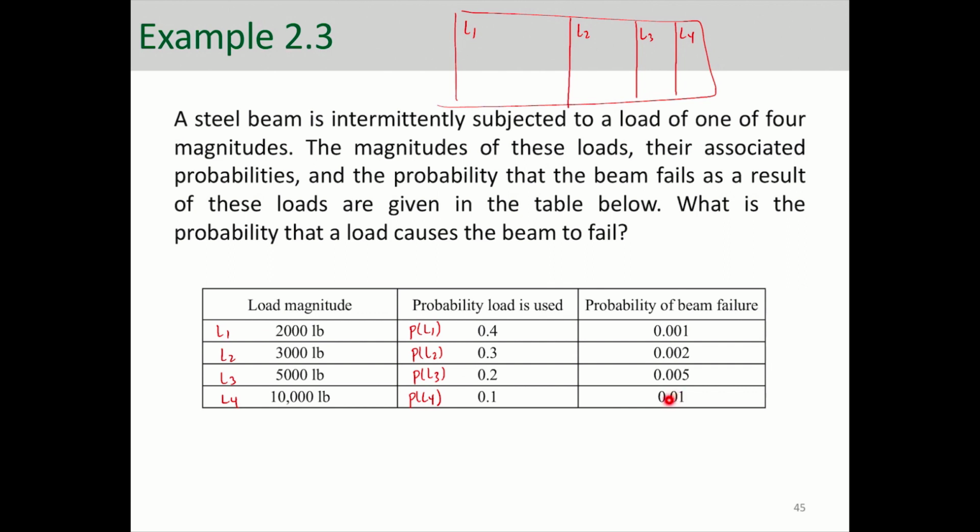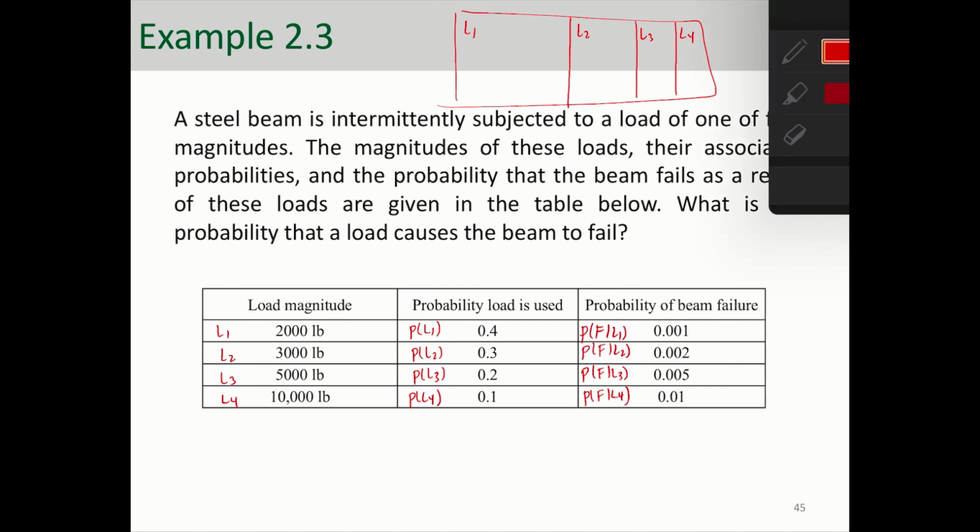What are these numbers here? Probability of beam failure. These are probabilities that the beam fails if we use that load. So it's essentially a conditional probability. Probability of failure given that L1 is used. Probability of failure given that L2 is used, and so forth.